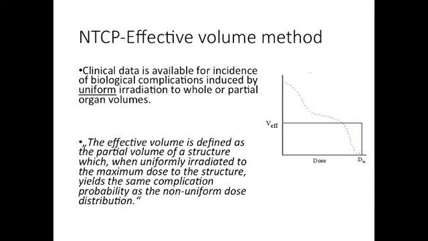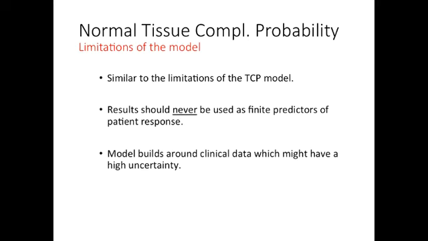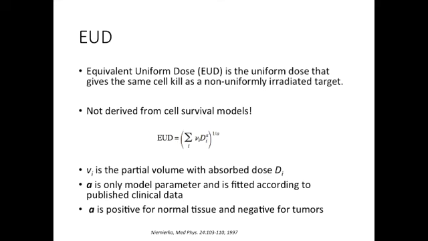So what we do is define an effective volume: the partial volume of the structure that, if it were uniformly irradiated to the maximum dose to the structure, would yield the same complication probability as a non-uniform distribution. So here's the DVH curve, and the V effective is here. It's the volume getting the maximum dose which would give you the same complication probability. Okay, so it's kind of empirical. There are caveats, just like there were for TCP. Results shouldn't be used as finite predictors for a patient response. The model is built around clinical data, and there might be uncertainties.